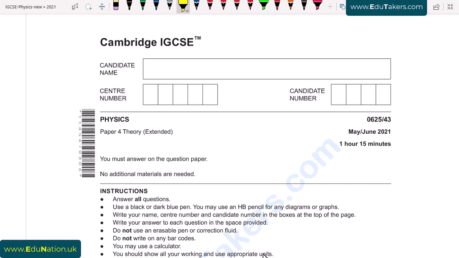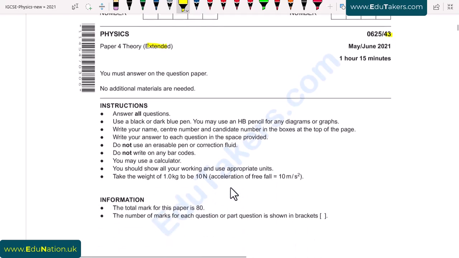Today we are going to solve Cambridge IGCSE Physics Paper 4 Theory Extended. Paper code is 0625 with variant 43, held in May or June 2021. So let's start from question number 1.